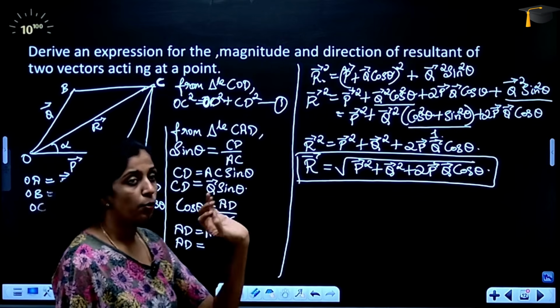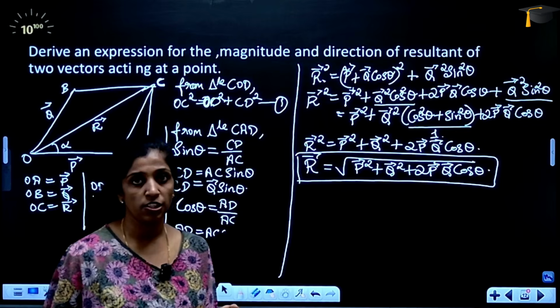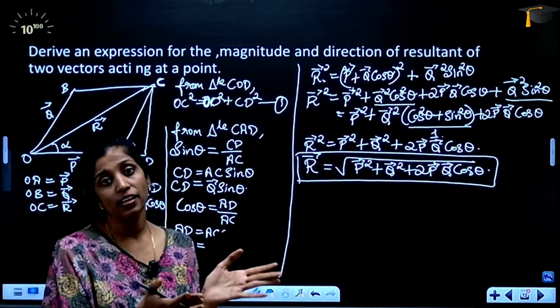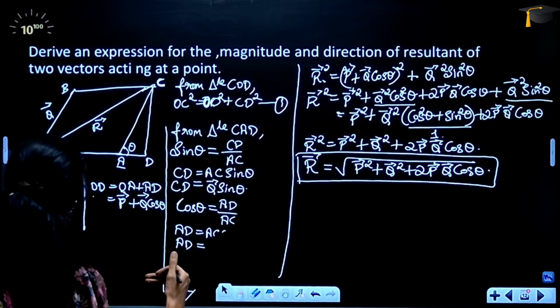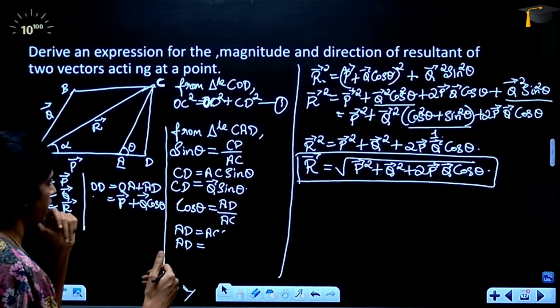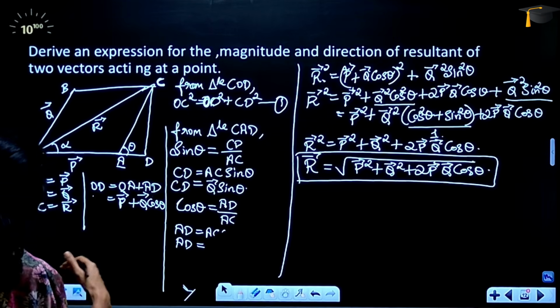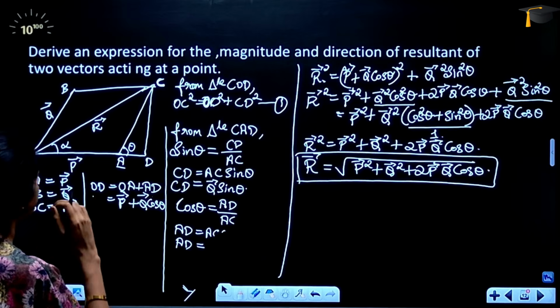Okay, so this is all about the resultant. Now moving to the direction. Now I need to find out at what angle the two vectors are placed, right? So I need to find out what is theta over here. What is the angle?